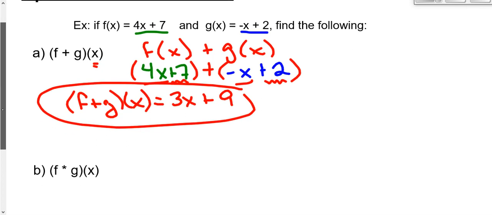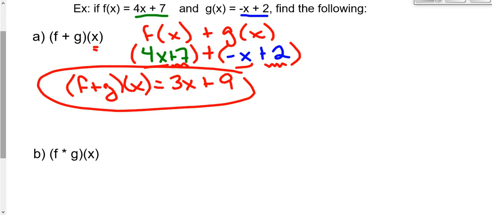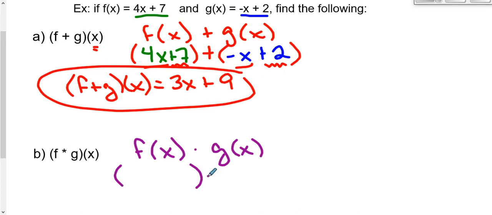This one is f times g of x. I'm going to use these same functions, and again that means that I'm going to be taking f of x and I'm going to be multiplying it by g of x. So let's go ahead and find our f of x equation. We're going to multiply it by our g of x equation. So f of x is still this equation on the left, 4x plus 7, and g of x is the equation on the right, which is negative x plus 2.